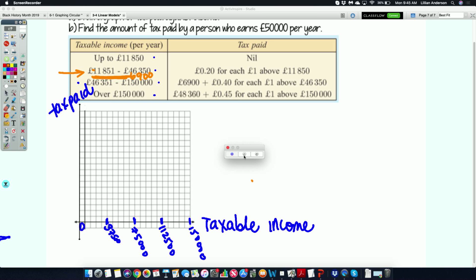Because our y-axis is representing the taxes paid, we have to figure out exactly how much is paid. So it's 20 cents per each pound above that amount. Now for the next range, they're paying that 6,900 plus 40 cents for each pound above. Following a similar process, let's figure out how much in taxes somebody in this tax bracket pays. So then you have 48,360.